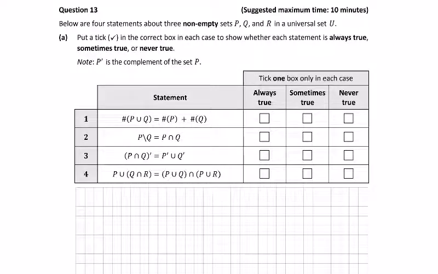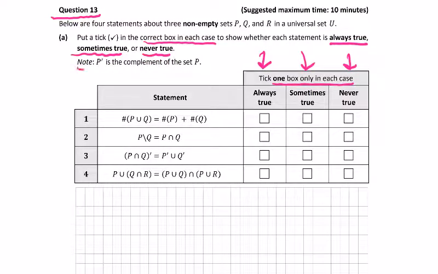So question 13 requires a brilliant knowledge of sets, because we're given these statements. We're told to just tick one box. Read the question carefully. Just one box. Put a tick in the correct box in each case to show whether each statement is always, sometimes or never true. You can see here, don't mix them up, these are in reverse order.